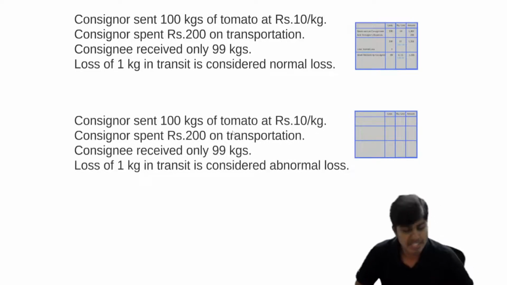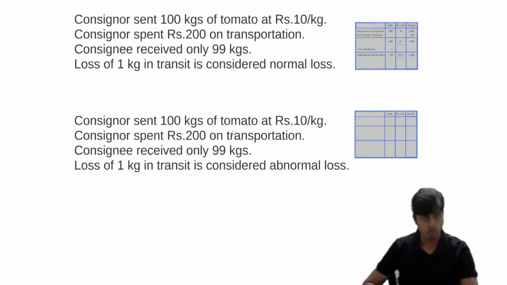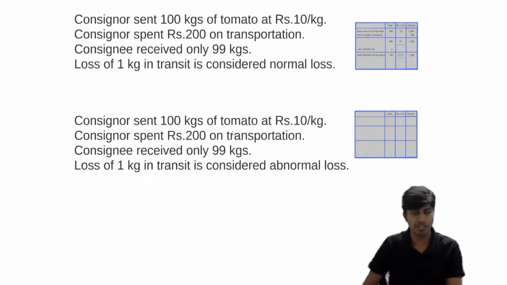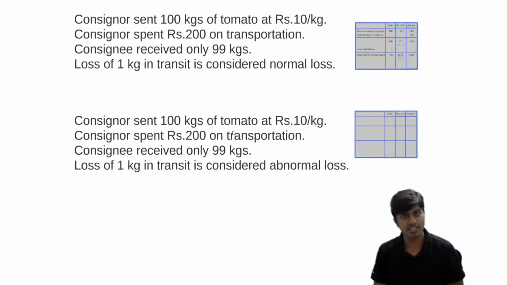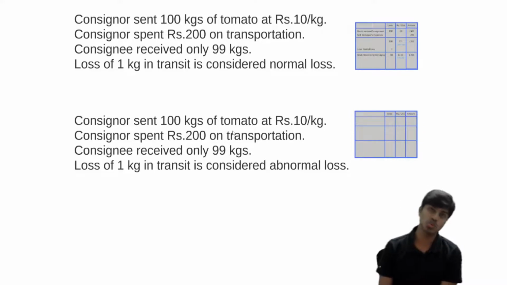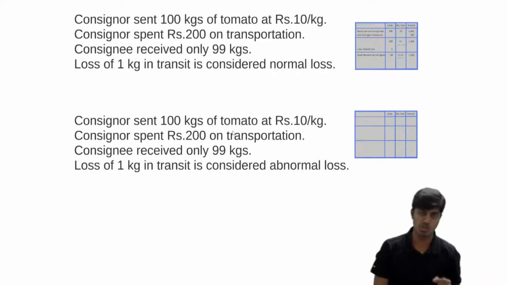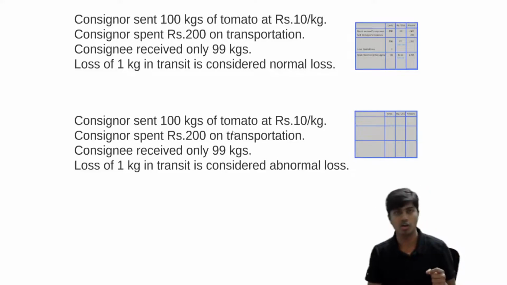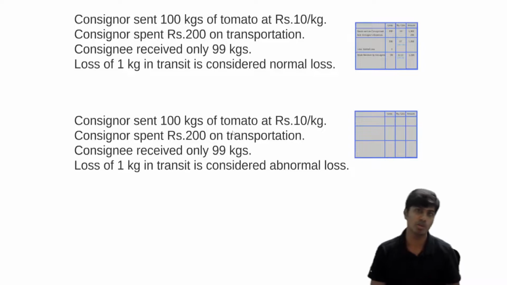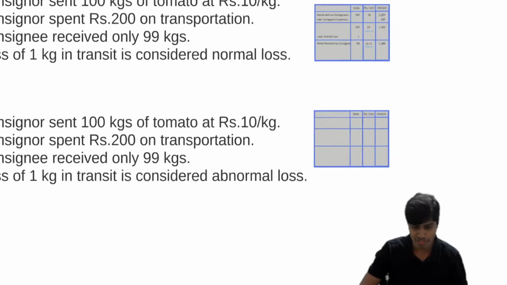Let's say consignor sent 100 kgs of tomatoes at rupees 10 per kg. Consignor spent rupees 200 on transportation and consignee received only 99. And let's say that 1 kg which is lost is not normal loss. Let us say that this 1 kg which is lost is abnormal loss. How will it go?